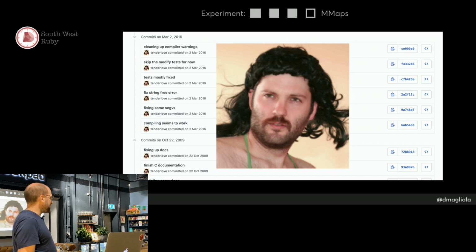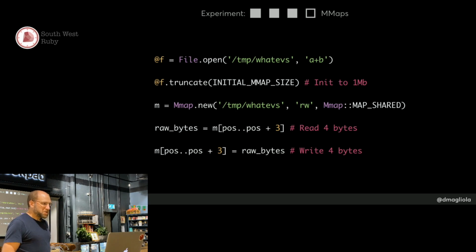In case you don't recognize this, this is Aaron Patterson, who goes by Tenderlove on the internet. He's one of the core Ruby maintainers, and he's currently working on the garbage collector. This guy knows about memory, right? So that's good news. How do we use this gem to mmap?